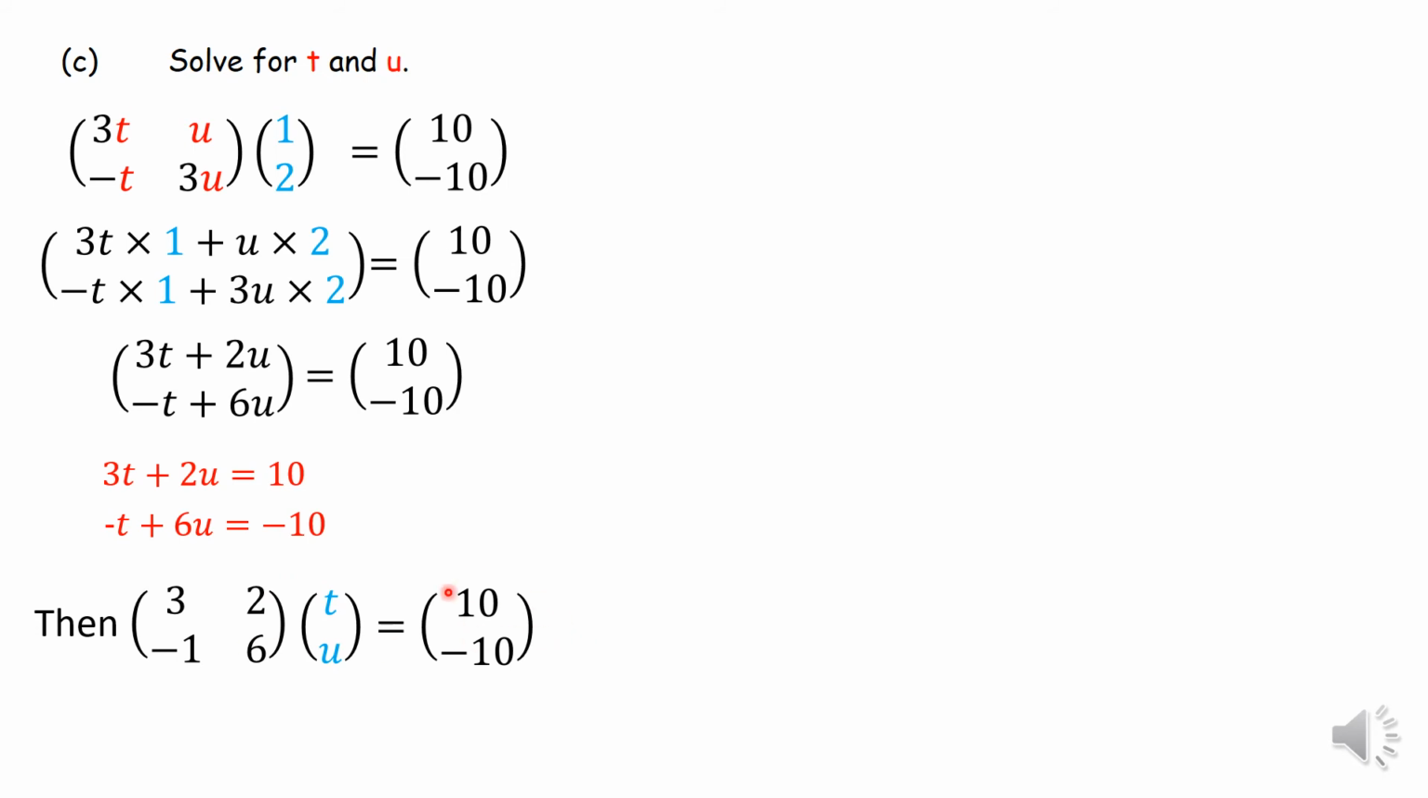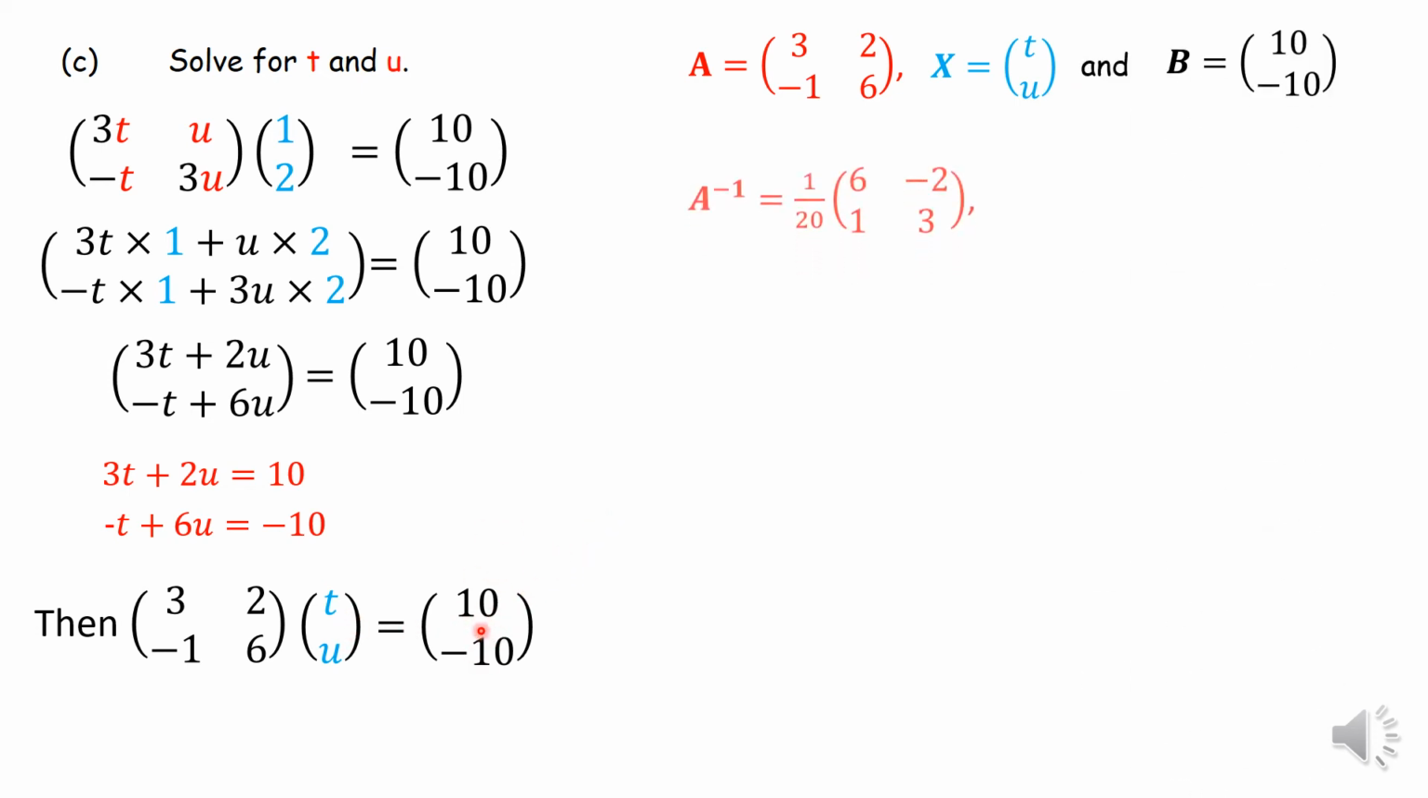So you're going to find the inverse and multiply the inverse with this 10, negative 10. So let that be our A, and the inverse, and let that be maybe x, and this one can be our B matrix. Now the inverse of A, obviously you're going to multiply 3 times 6 is 18 minus negative 2, that's going to give you 20. So the determinant is 1 over 20. Swap them around and change the sign.